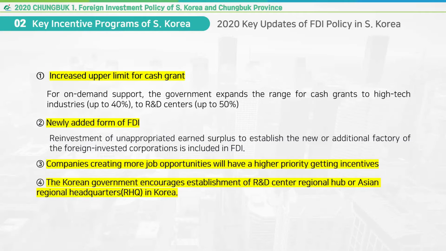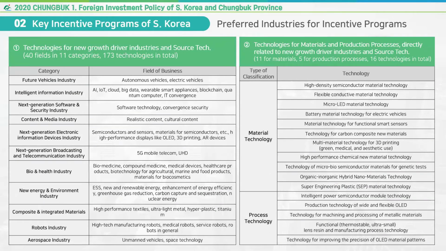And Korea prioritized the firms that generate large employment. Lastly, it is preferred for companies to establish regional R&D centers and Asian regional headquarters. There are two main preferred industries for applying incentive programs. Firms doing business in this field should take close attention at this part.